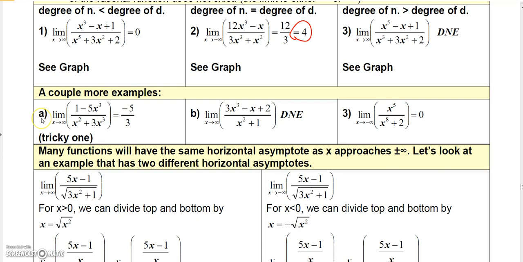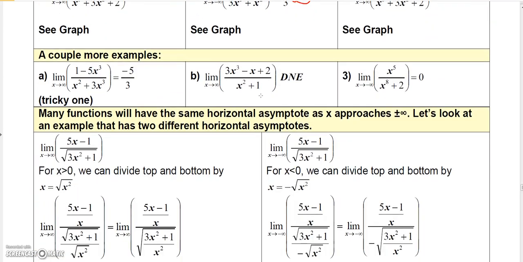You can just pause the video here and look at each of these and apply the three rules up here to them. I do want to mention here, see, this is what I was talking about.